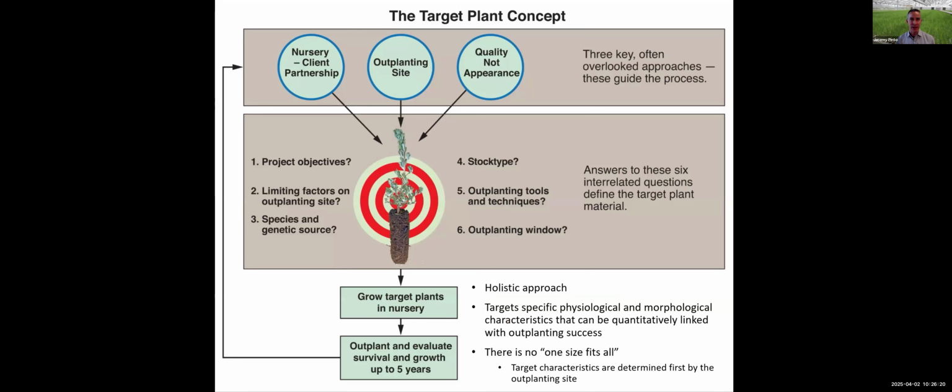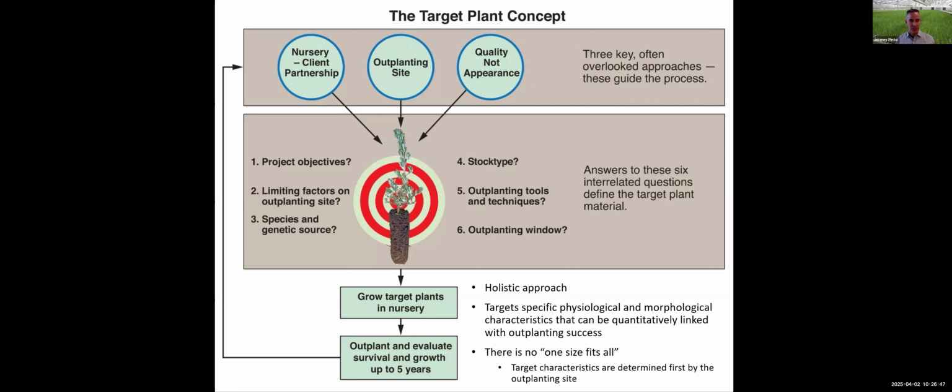But I want to point out here that the target plant concept relies on a lot of factors. Again, the roadmap that you need to consider for creating your plant material for your successful project. The 3 things at the top are probably the guiding factors that will make sure that this is successful or not. And one of the primary things is communication, and that the nursery that you're working with and the client have a partnership and communicate with one another.